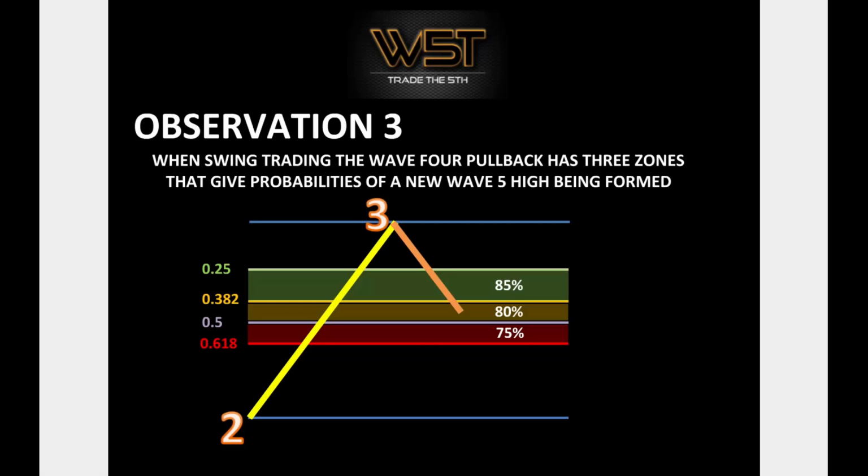If it pulls back into the amber zone, finds support, starts to move back away in the direction of the main trend, then there's an 80% probability it's going to go on and make a new wave 5 high. The red zone, 75% probability. Anything below the red zone, you're rolling the dice a little bit there, okay? The probability gets a little bit too low. The wave 4 pullback's been too deep, and the chance of it going on and breaking that wave 3 high becomes too low, and it's not a high probability trade.